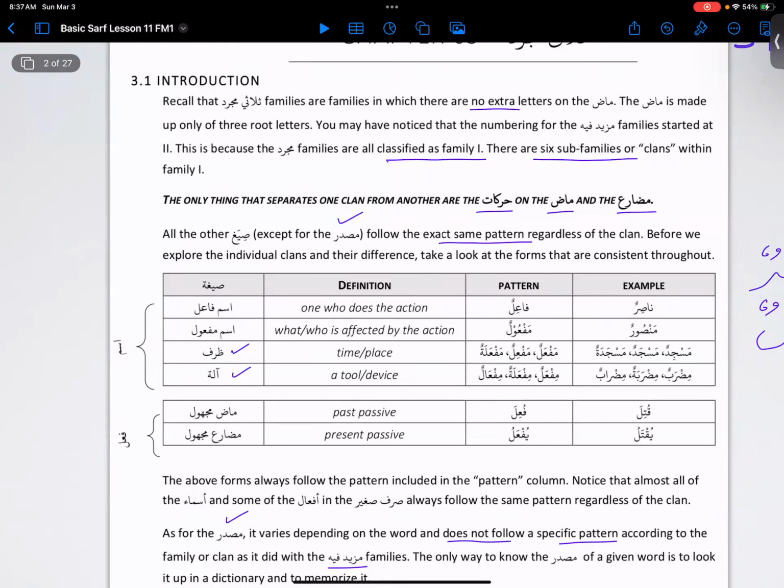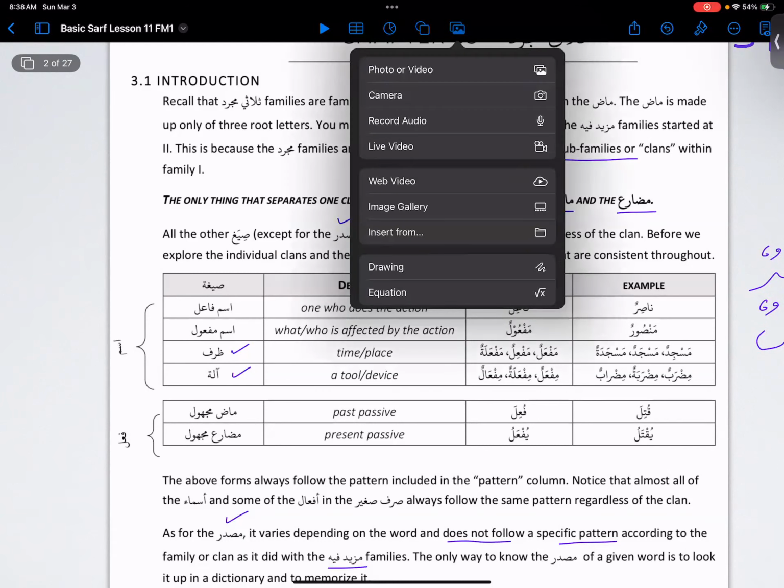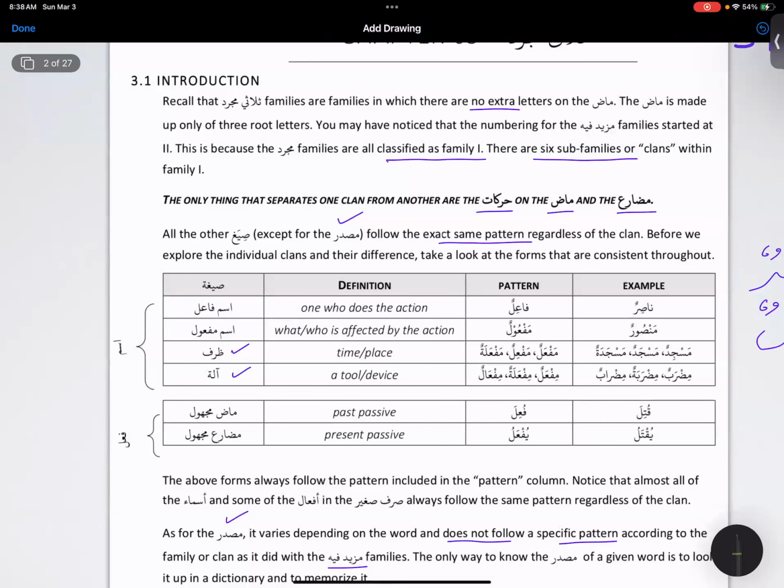Okay, so before we explore the individual clans and their differences, we need to see what the other members in this family are. We know that Isam Fa'il we saw in our Mazid Fihi families as well, right? So this is not anything new for us. Isam Maf'ul, Alhamdulillah, we know that. But even Zarf we know. But what is so special about Zarf?